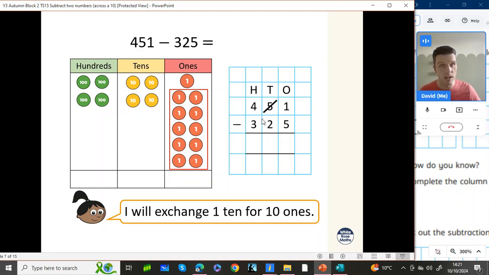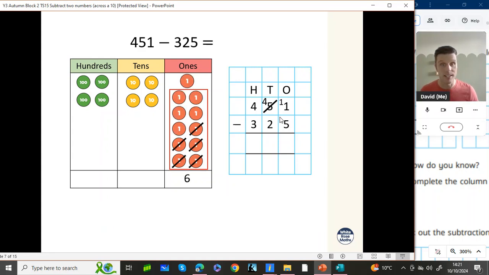We cross out the 5 in the tens column because we don't have 5 anymore, and we write the new number in its place, 4, because we've got 4 tens. And to show the 10 ones that we've added into the ones column, we write a little 1 in the ones column. So now we have 11. Now we can do the subtraction. So 11 take away 5 is 6.